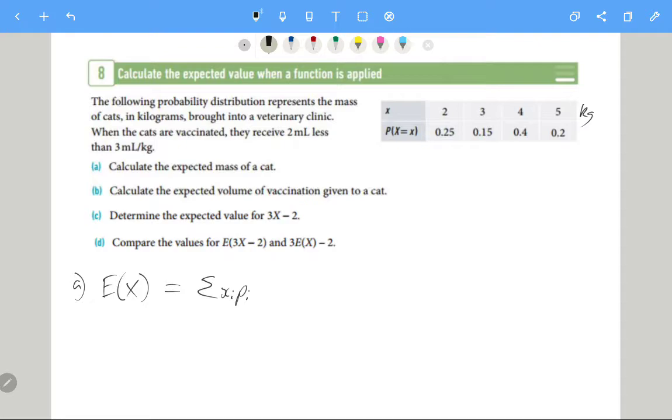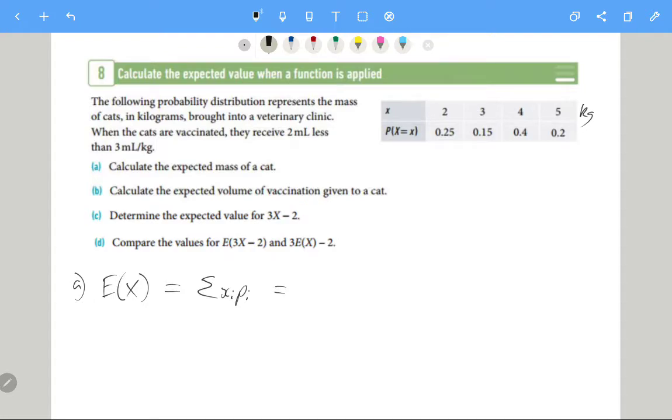So if they're 2 kilograms, then they would get 6. 2 times 3 is 6, and then minus 2, so you get 4 milliliters of vaccination. Alrighty, so let's first just work out the expected mass of a cat.